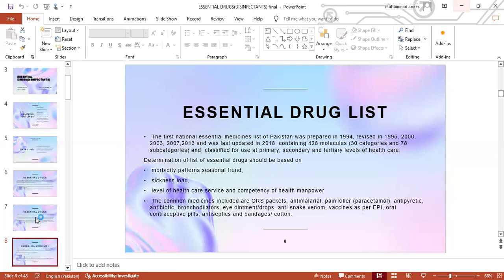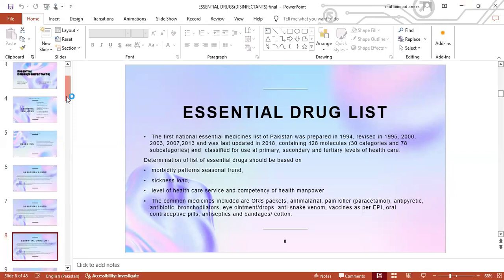Now the question arises, how do we determine the list of essential drugs in any nation? It is mostly based on, number one, morbidity patterns and seasonal trend, number two, sickness load, number three, level of healthcare service and competency of health manpower, and number four, the common medicines, which include ORS packets, antimalarials, painkillers including paracetamol, antipyretics, antibiotics, bronchodilators, iron ointments or drops, anti-snake venoms, vaccines as per EPI schedule, oral contraceptive pills, antiseptics, band-aids, and cotton.